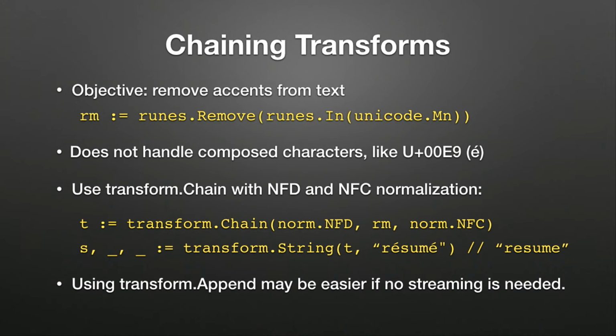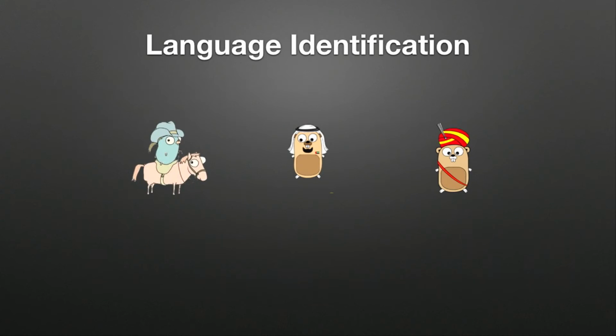The transform chain function allows you to do that. It's a variadic function that takes an arbitrary number of transformers, and what it returns is a transformer that does exactly that. You can use this again to create readers or writers. It's fully streaming, and it works just like that. In practice, if you don't need streaming, it's probably easier to do a bunch of appends in a row, but this is an easier way to do it, I would say.